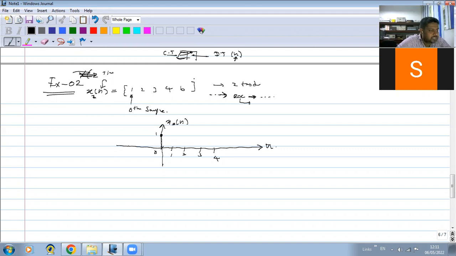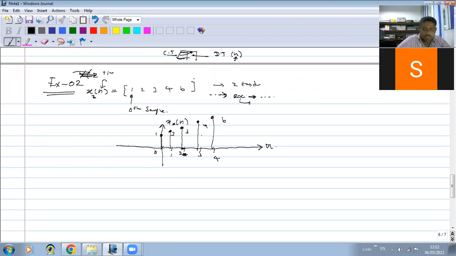If this is 0, this is the first sample, so it is 2. And the second sample is 3, and the third sample will be 4, and the fourth sample will be 6. So this is 1, 2, 3, 4, 6.